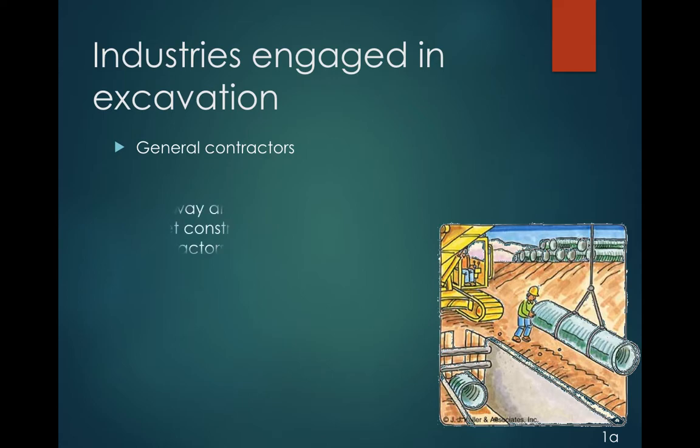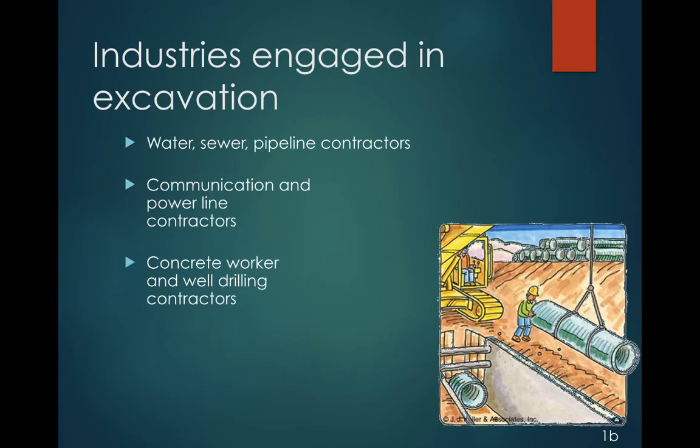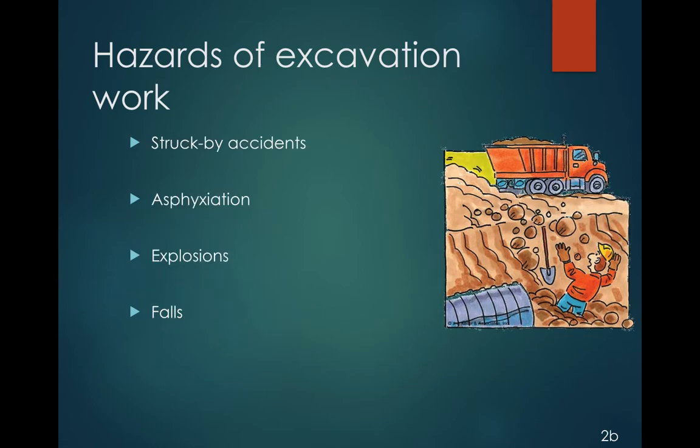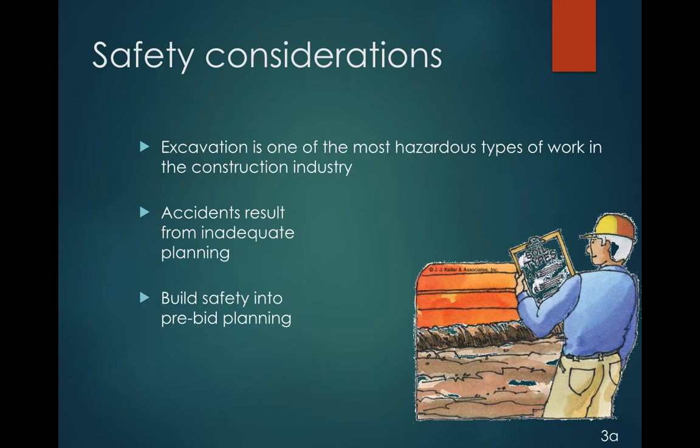We have general contractors, highway contractors, bridge and tunnel, water, sewer, pipeline contractors, power line, concrete worker, and well drilling contractors. What are the different types of hazards of excavation? There's cave-ins, underground utilities, materials and equipment falling into excavation sites, struck-by accidents, asphyxiation, explosions, falls, electrocutions, drowning.